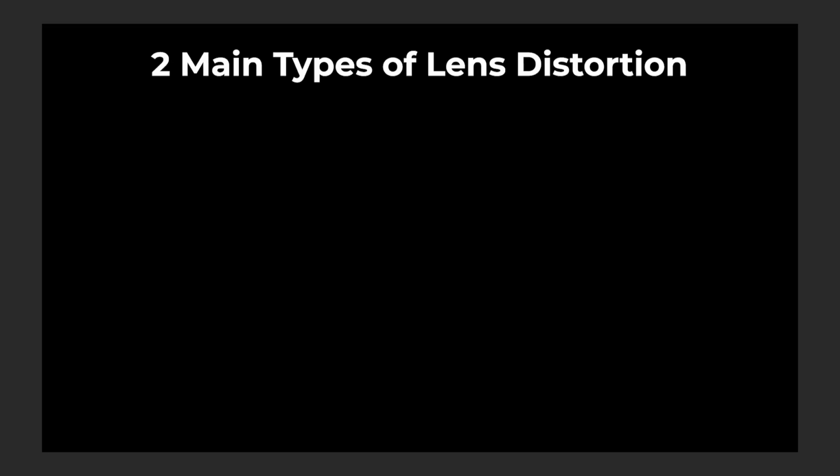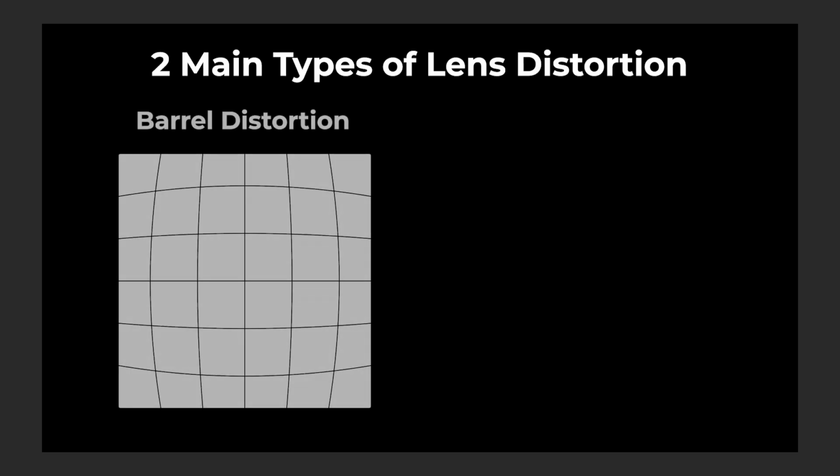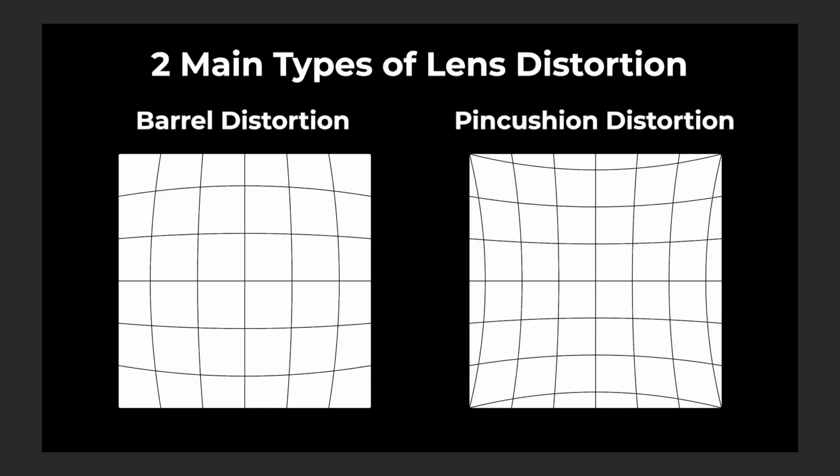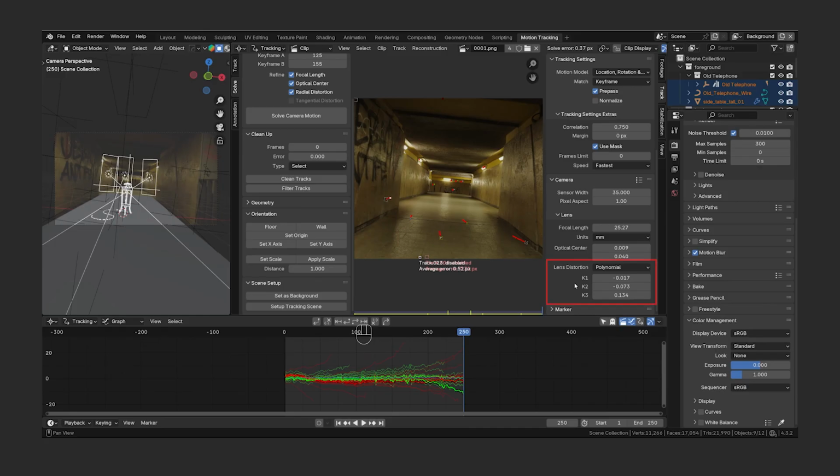There are two main types of lens distortion. If straight lines bulge outward, that is called barrel distortion. If straight lines bulge inward, that is called pincushion distortion. When using the polynomial lens distortion model, which is the most common model for regular lenses, having all values set to 0 means that no lens distortion was detected and the footage is perfectly straight.